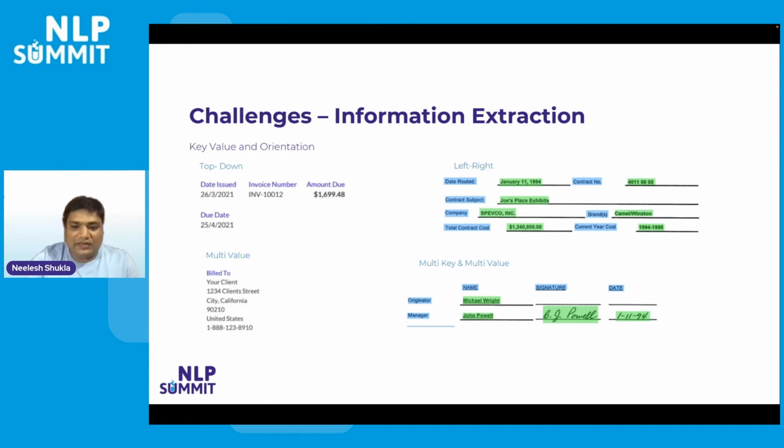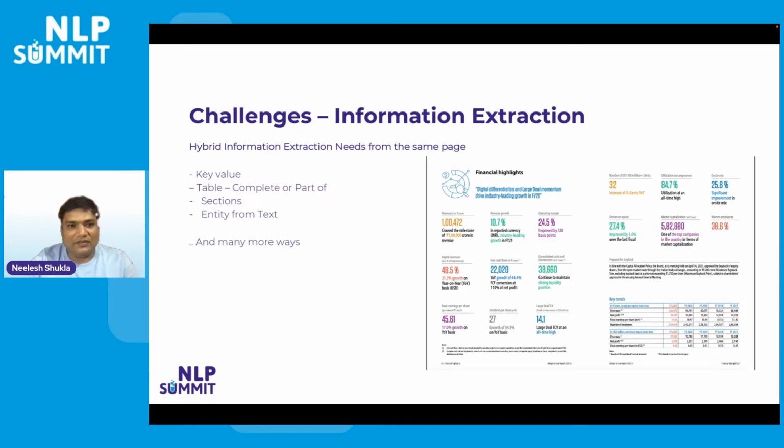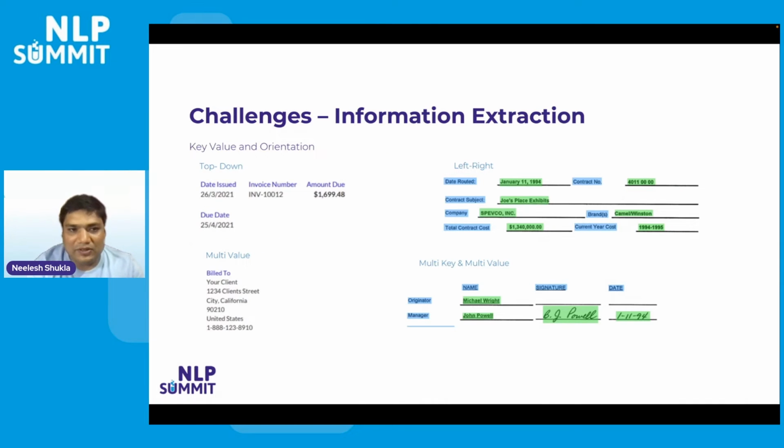Similarly, let me go deeper into these things. If you talk about key value, what is the problem? Obviously the variation is there. It could be top down, it could be left to right key value, it could be multi-valued and then multi-key multi-value. So again, the structure and layout are changing. Then you can say there's one key and one value. There could be variations, and in the majority we find left to right, but obviously there are top down, and sometimes we get bottom up and all these things.